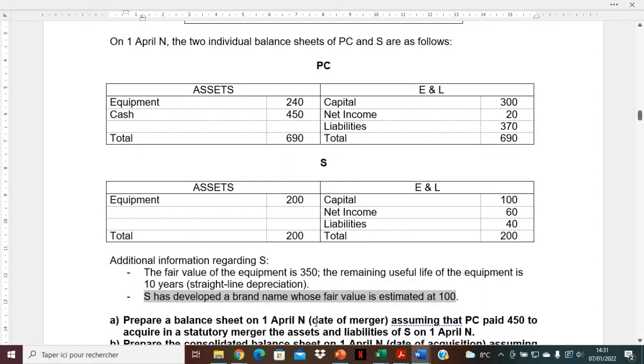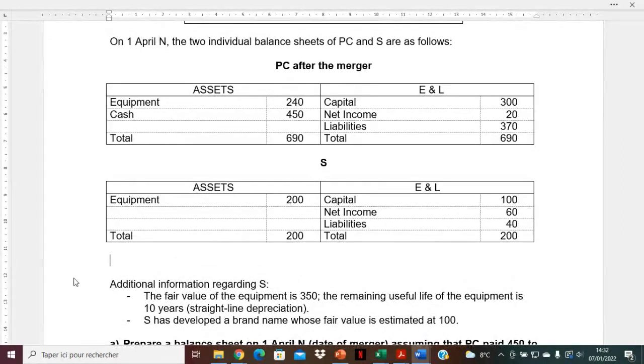Okay, in the A requirement, once again, we do a statutory merger, and we assume now that the parent company paid 450 to acquire the subsidiary as of April 1st, and to prepare the balance sheet of the parent company after the merger. Okay, but before we do this, we need to do our analysis, and we need to do the purchase price allocation. So PPA.